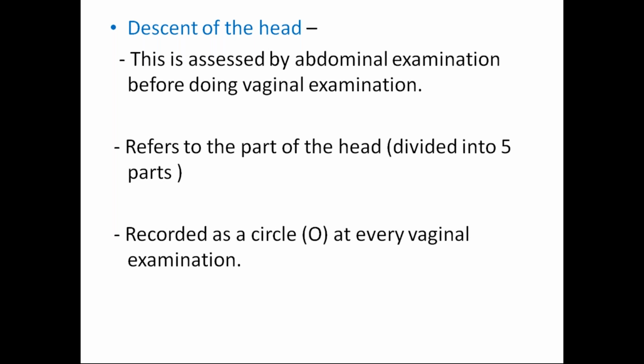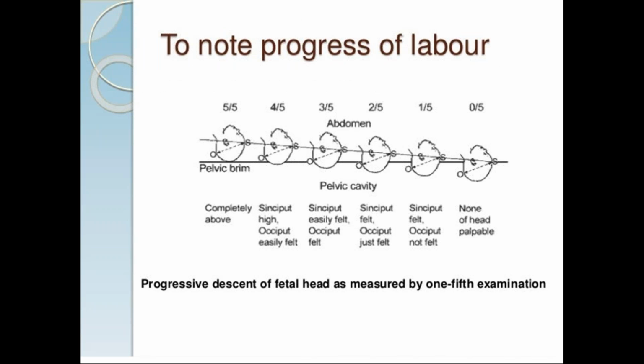Descent of head. This is assessed by abdominal examination before doing vaginal examination. Before we examine the patient by vaginal examination, first we have to perform abdominal examination and see the descent of the head. It is divided into 5 parts and we will record a circle at every vaginal examination. This is the abdominal examination to assess the descent of the head.